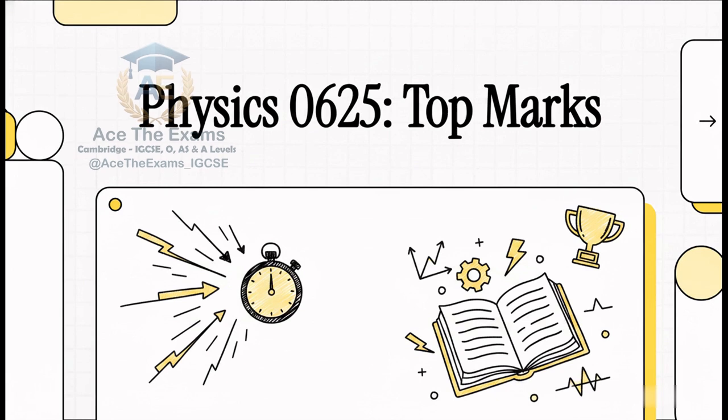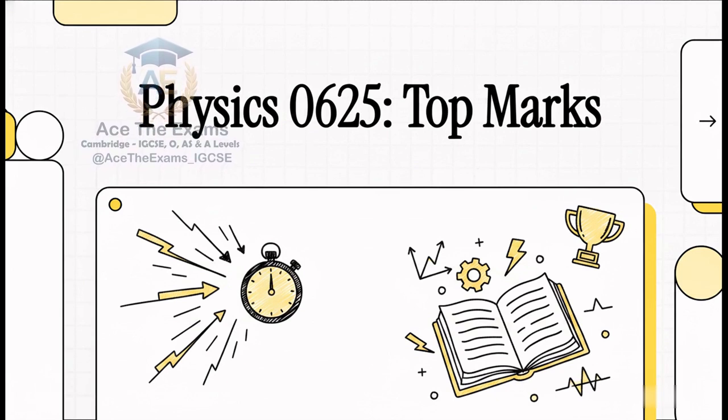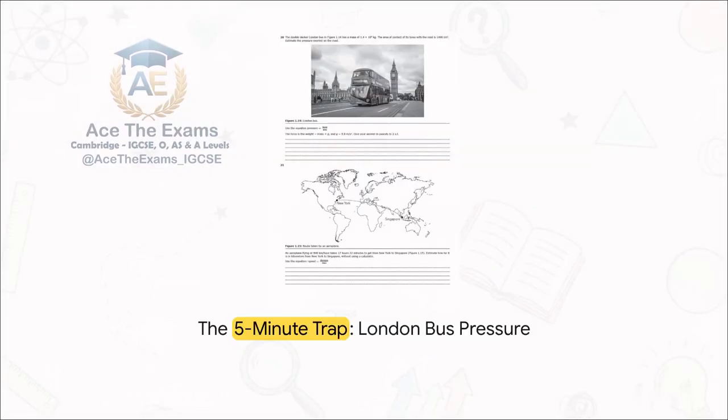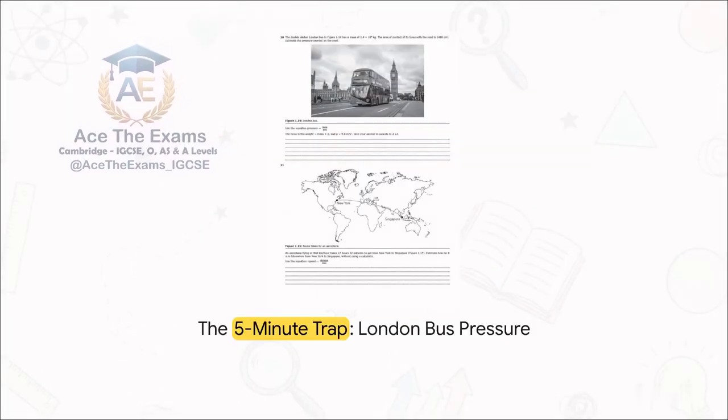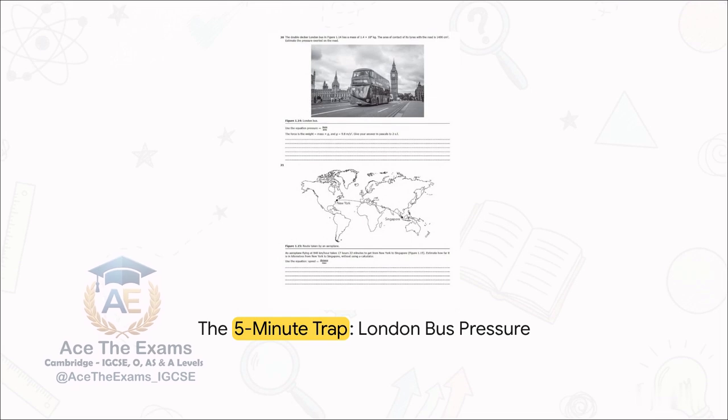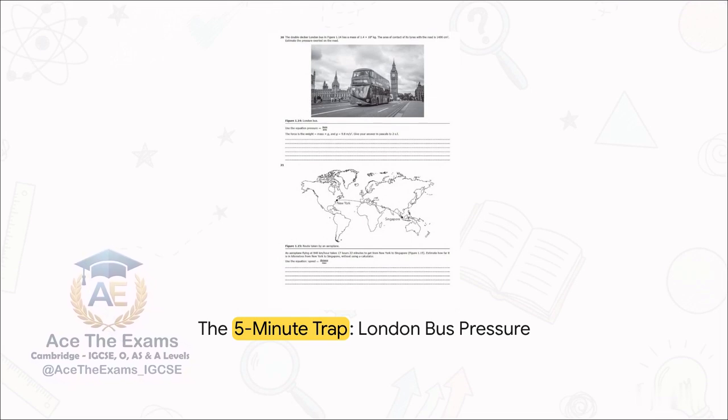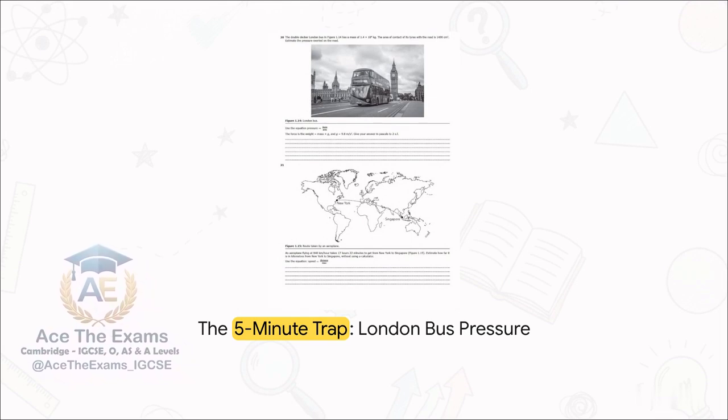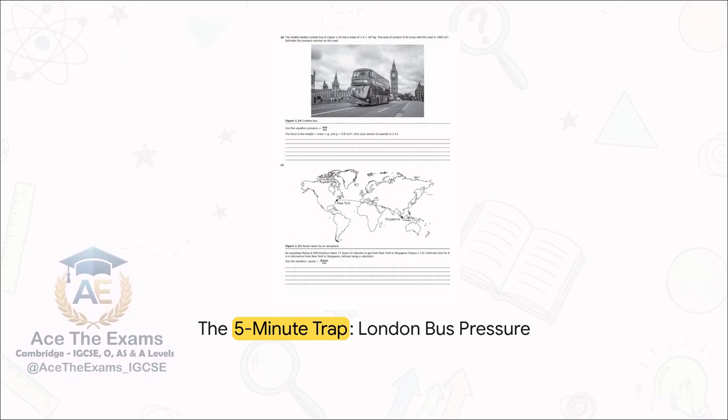Today, we are completely bypassing ordinary, boring textbook revision. We're going to focus exclusively on the mechanics of top-band answers. Take this classic London bus pressure question. It gives you a mass of 1.4 times 10 to the power of 4 kilograms and a contact area of 1,490 square centimeters. Now, the stakes here are incredibly high.